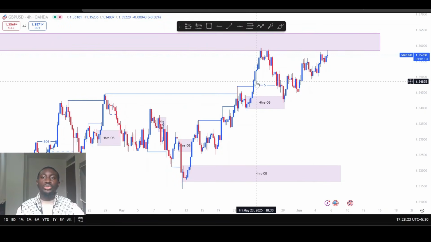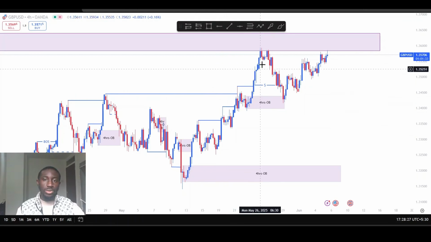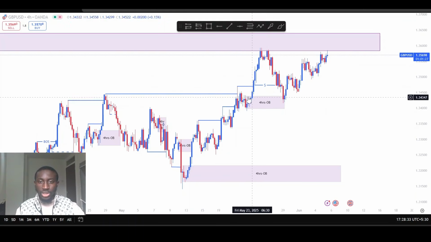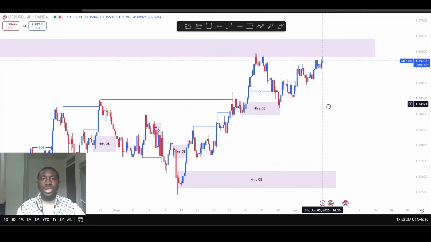Now this is a very good break of structure. Do you know why? Because of the impulsiveness of how the candlestick moves. This is a very good and clean break of structure. So you need to mark the origin, which is a 4 hours order block, before you take your move. But now see what price is doing.